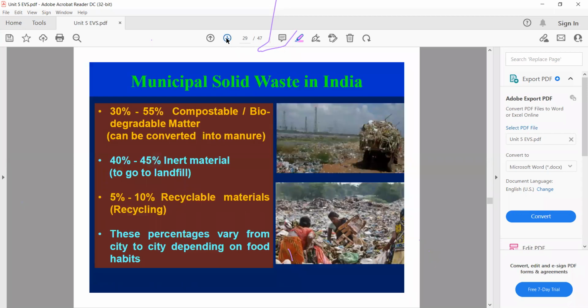Next, see municipal solid waste in India. What is the scenario here? 30 to 55% compostable or biodegradable matter that can be converted into manure, so it doesn't go wasted. 40% to 45% inert material, okay, that go to the landfill. 5% to 10% recyclable materials, it is recycled. These percentages vary from city to city depending on food habits.